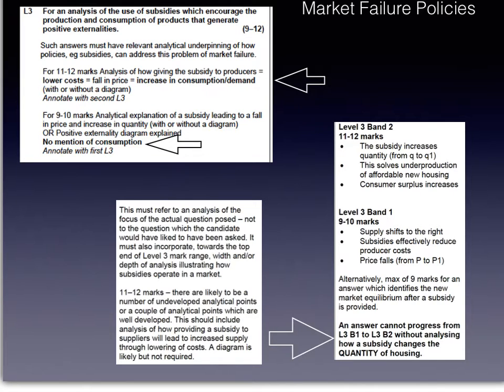Just to have a look here, that's another example of a subsidy. Basically, band 1 is if you shift the supply curve, reducing their costs because their producer costs are reduced effectively. This leads to a price fall. You only get to band 1. You then have to say it increases the quantity being demanded in the market and the quantity demanded from the consumer. And again, linking it to the under-provision of new housing, again being very specific to answer the question. They make that clear here. You can't progress from band 1 to band 2 without analysing how the subsidy changes this quantity.